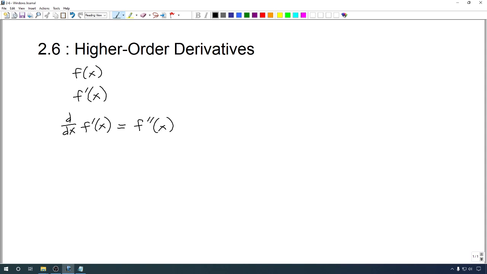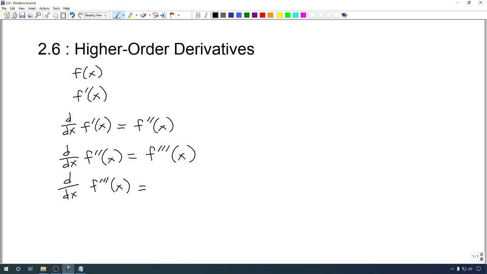There's also no reason we have to stop there. We can take the derivative of the second derivative. And it really shouldn't be too much of a surprise that we call this the third derivative, and we put 3 primes. We can also keep going. We can take the derivative of the third derivative.